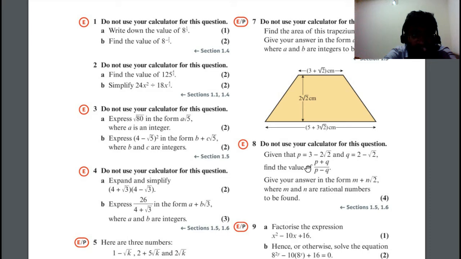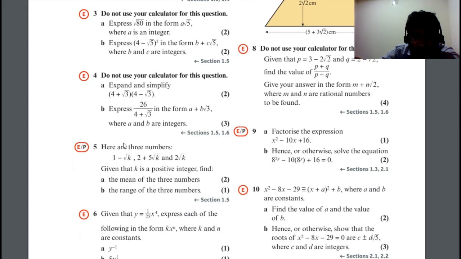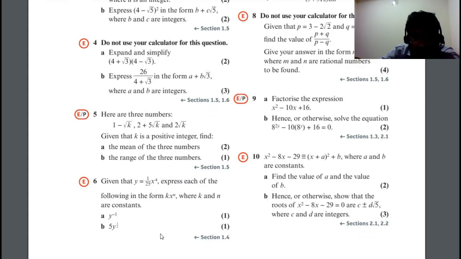I can just do this in my calculator. Skip these questions. Go to question number 5. Okay, here are three numbers: 1 minus root k, 2 plus 5 root k, and 2k. Given that k is a positive integer, find the mean of the three numbers. 1 minus root k, 2 plus 5 root k, and 2k, divided by 3.